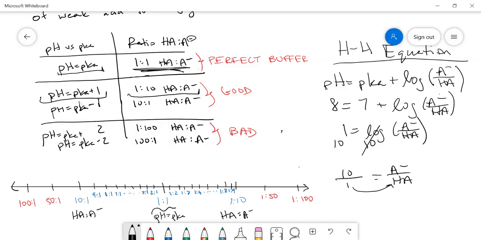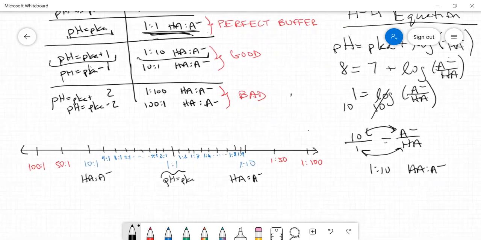So the 1 corresponds to the HA, and the 10 corresponds to the A minus. We got that 1 to 10 ratio of HA to A minus. And we're saying that that is the edge of our good buffering region right over here. So this is pH equal to my pKa plus 1. And now I could do the same thing if I wanted to do pH equals pKa minus 1.